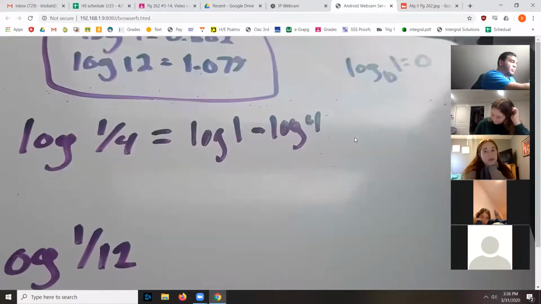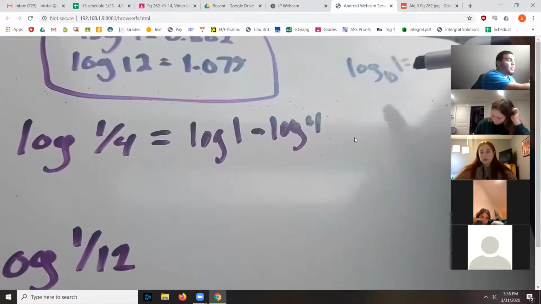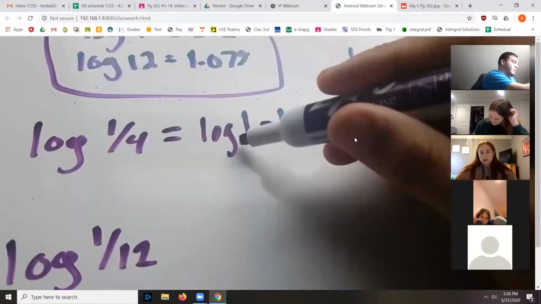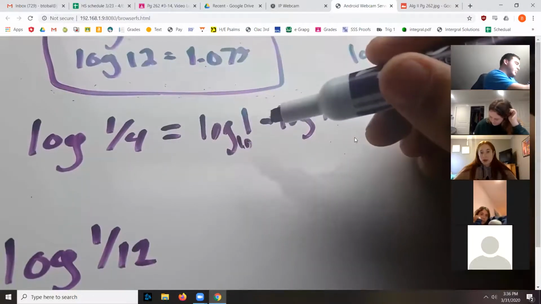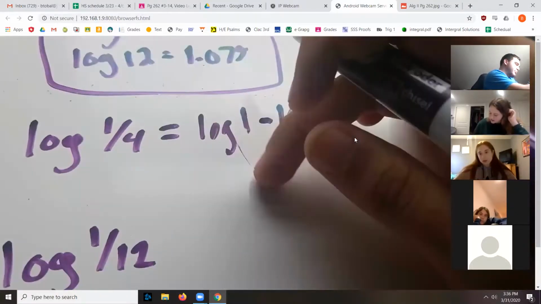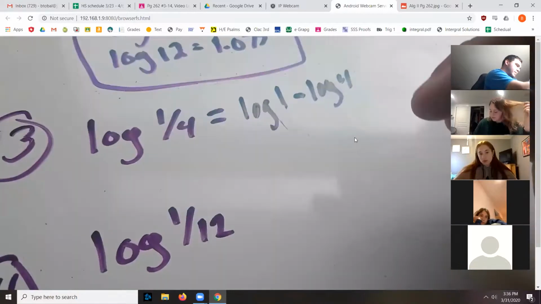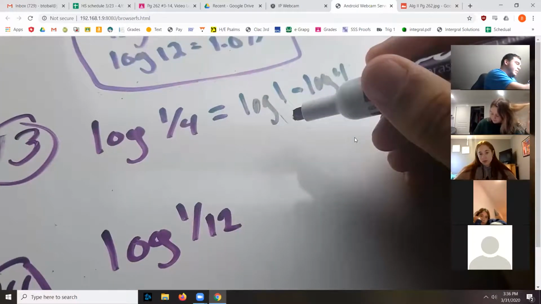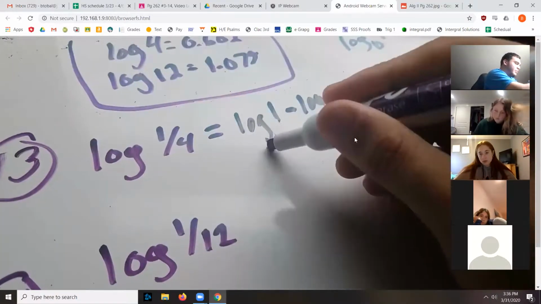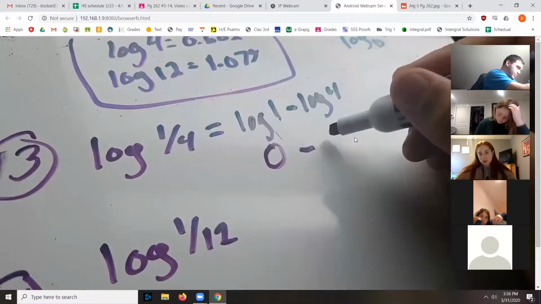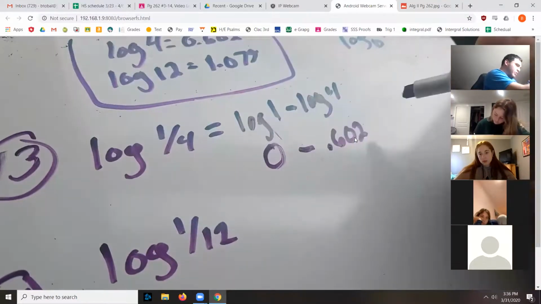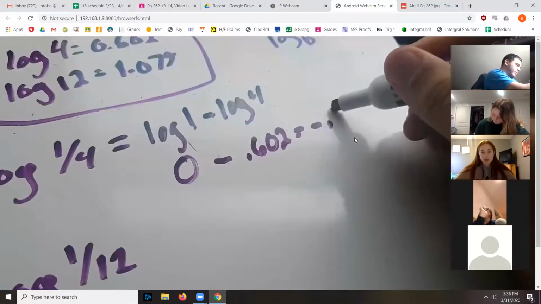Sophia, you mentioned 10. It's always an invisible 10 if you don't see it; that's where the 10 is coming from. So it's just negative 0.602. Let me fill it in: 0 minus 0.602 simply becomes negative 0.602.